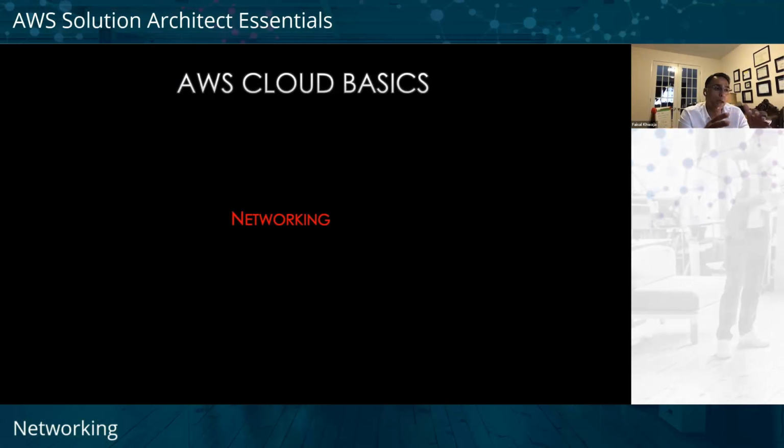Now today we'll be getting into networking, right? So what are the major elements of networking that should be used within AWS Cloud? We'll walk through some of the key elements of networking, for example, VPC, security groups, ACL, and stuff like that.